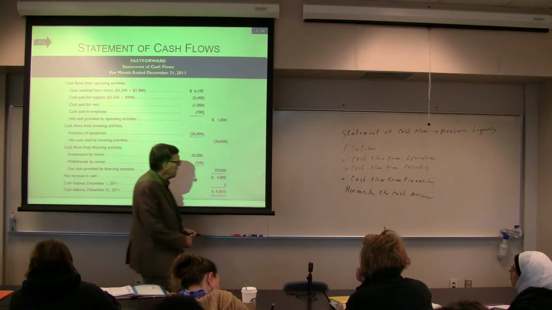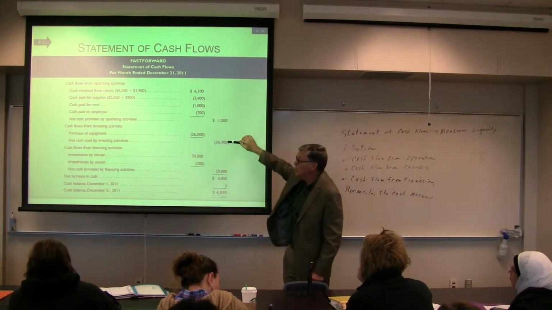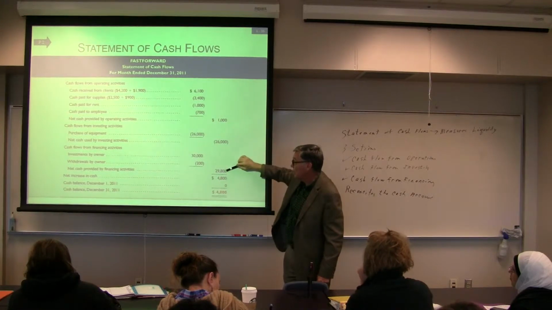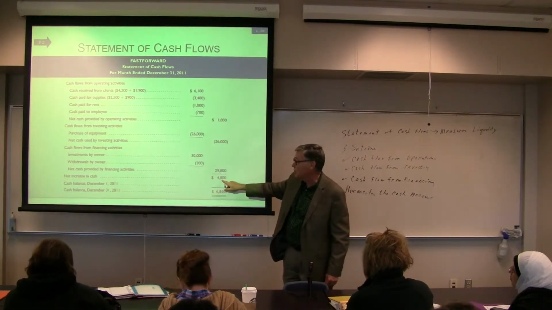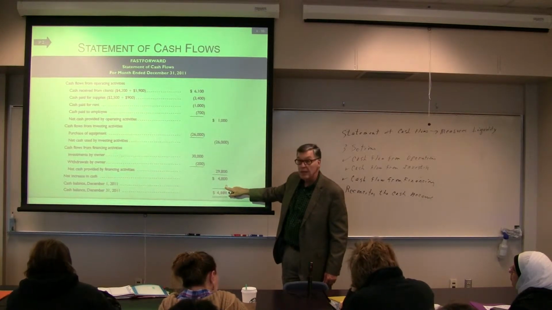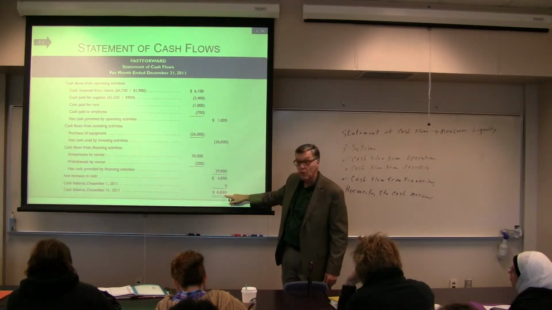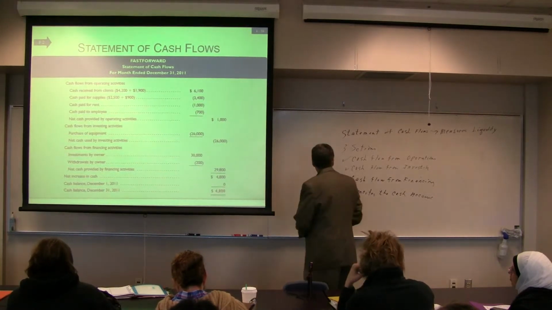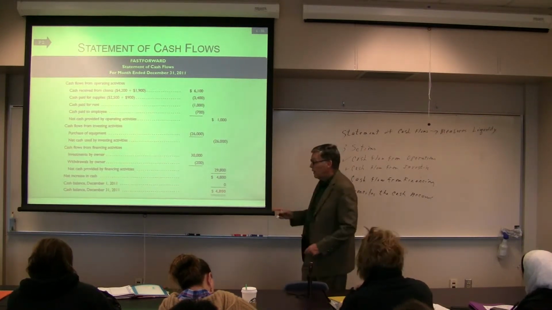Then the net change is 1,000 came in from operations, 26,000 went out from investing, 28,900 came in from financing. So there was a net increase of cash of 4,800. Add that to the beginning. Now this is a brand new business, so they had no cash in the beginning, and it ended at 4,800. So that's what I meant by reconcile, okay, the cash account.